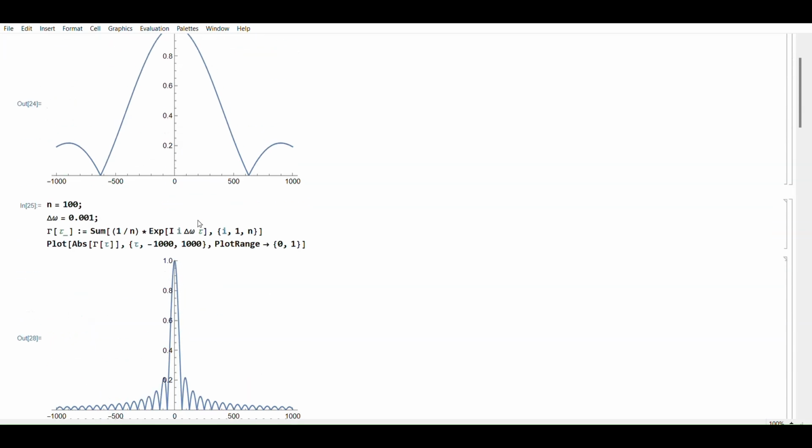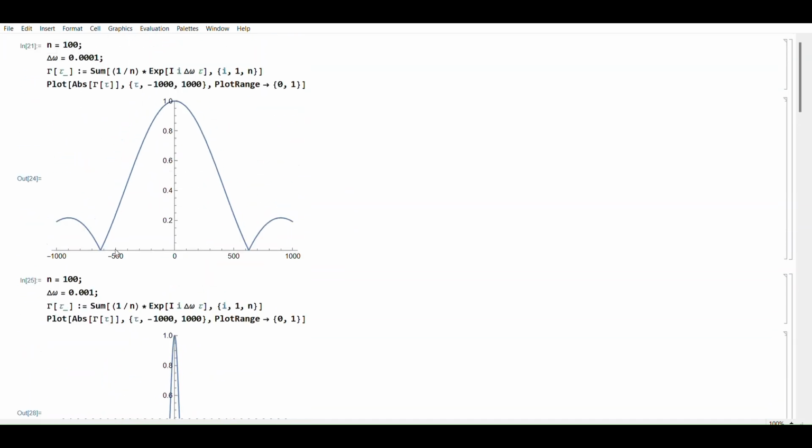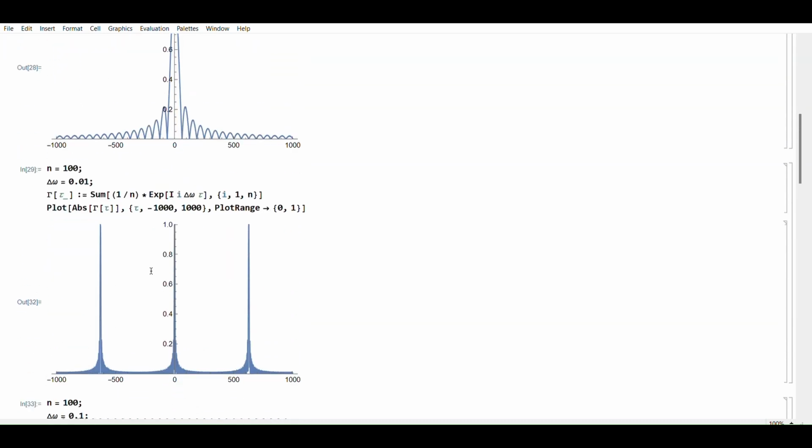So how do we find width? We basically look at full width at half maximum. So I'm just looking by eye estimation approximately. So you see that if delta omega increases, then the width decreases. Now we increase delta omega even more, and we see that the width has decreased even more. Now it is almost like a very sharp peak. And we also see this periodicity. This periodicity is coming because of that cosine like term due to the cross terms. So this periodicity is also decreasing.